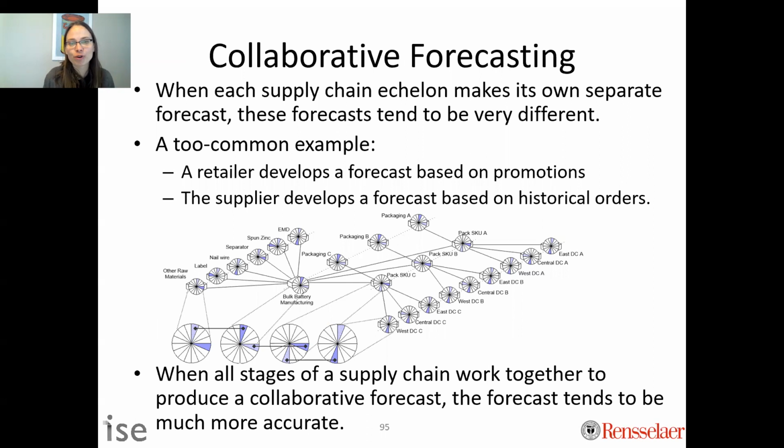Another way to improve your forecasts in practice is to do what's called collaborative forecasts. The idea here is to not have each separate echelon make their own forecast. In my complicated example here, you don't want all of these separate distribution centers and all these different raw materials to make their own. Instead, you want to collaborate and make one together.